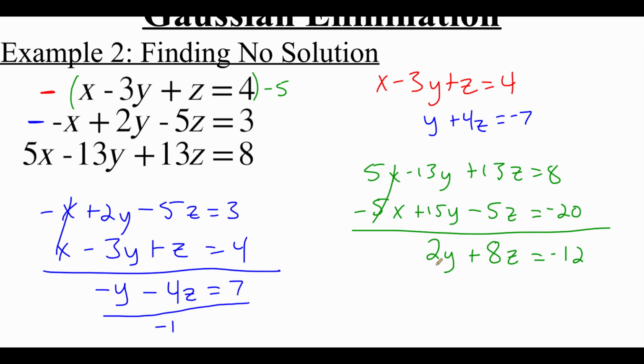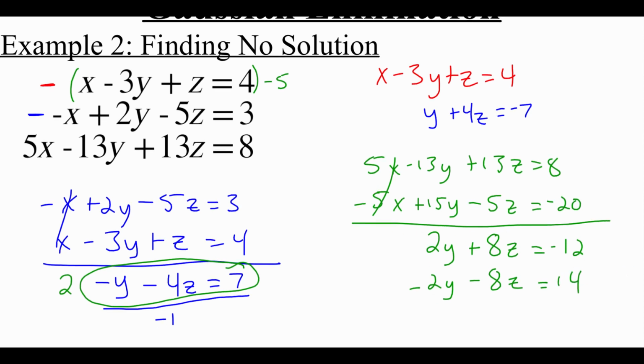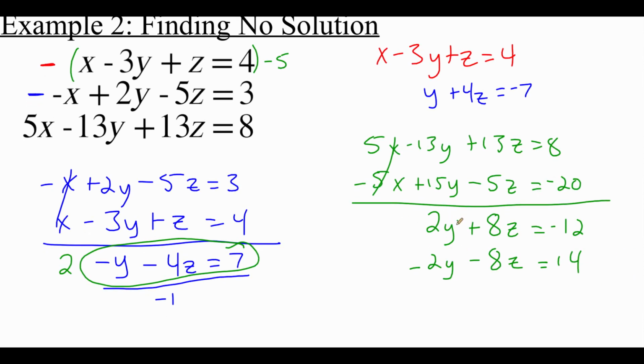Now I want to get rid of those 2y's that are in the front, and in order to do that, we need negative 2y's. So I'm going to use this equation that we ended up with over here, but I'm going to multiply by 2. So 2 times negative y gives me negative 2y. 2 times negative 4z gives me negative 8z. And 2 times 7 gives me 14. Now when we add these together, the 2y and the negative 2y are going to cancel each other out. The 8z and the negative 8z are going to cancel each other out. So everything on the left-hand side canceled out, so we've technically got 0 over there. Now on the right-hand side, negative 12 and 14 are going to give us 2.